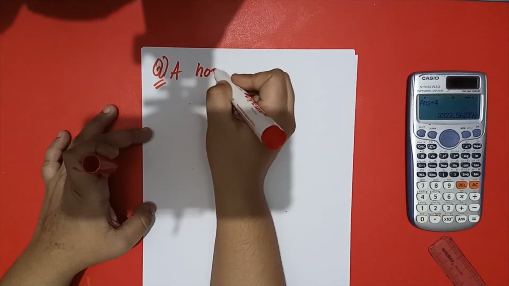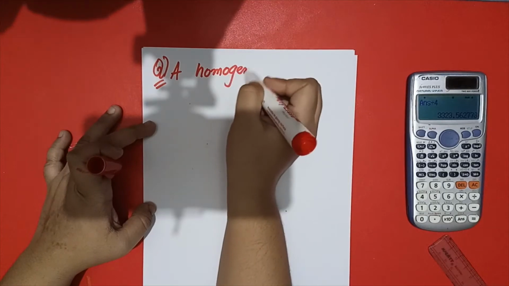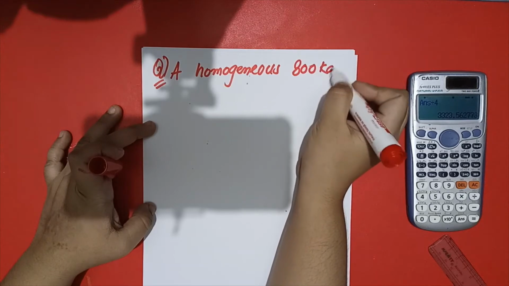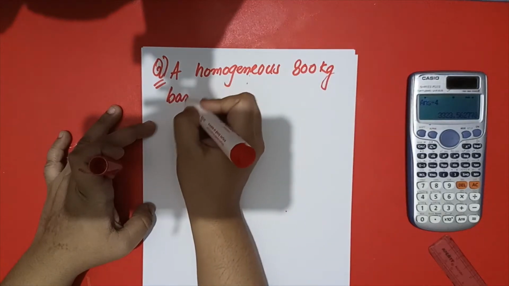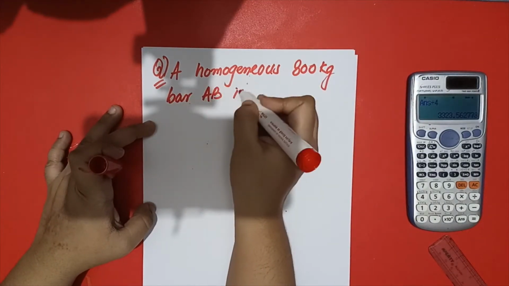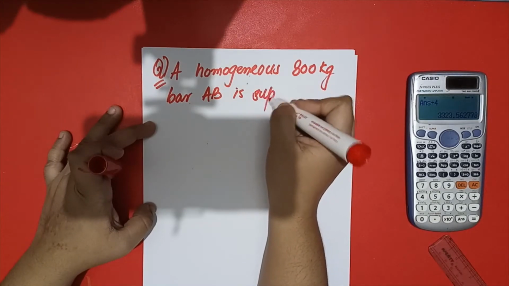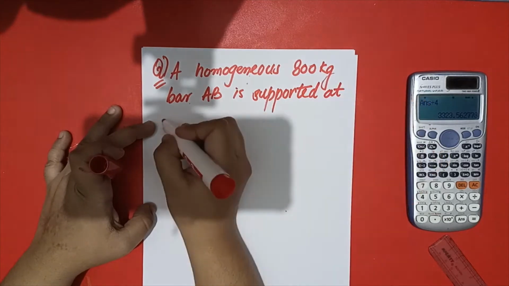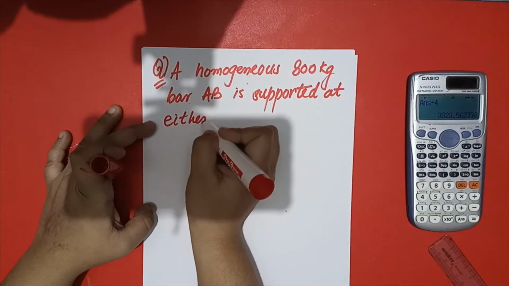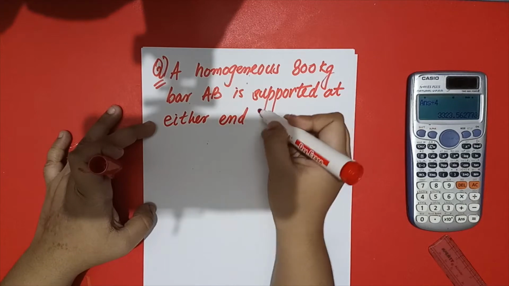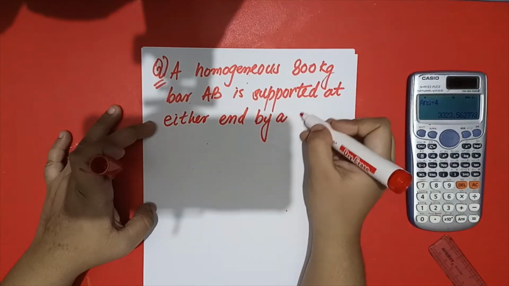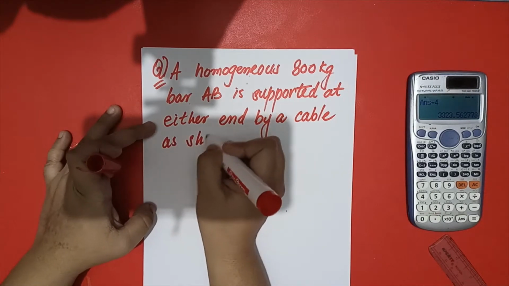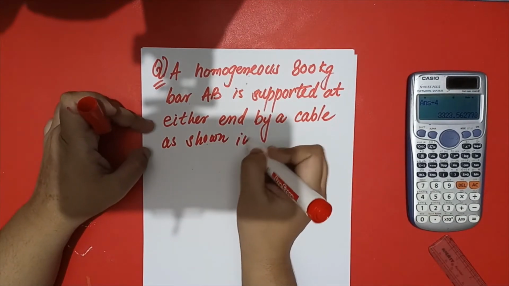A homogeneous 800 kg bar AB is supported at either end by a cable, as shown in the figure.